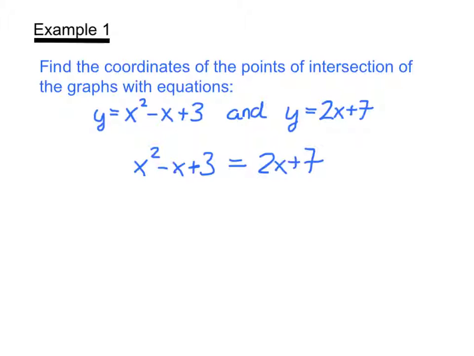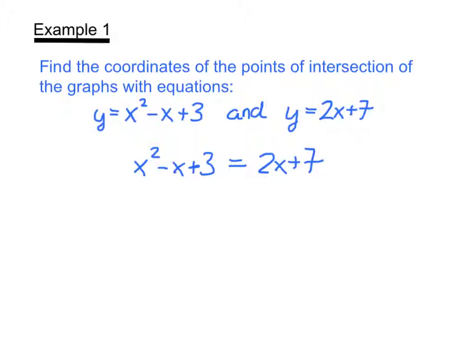And that's because we know that y equals y in this case, and in order for the points to be on both graphs simultaneously, the x values have to be the same as well for those solutions. So what we're going to do first is set the two equations in terms of x equal to each other, and then we can simplify.